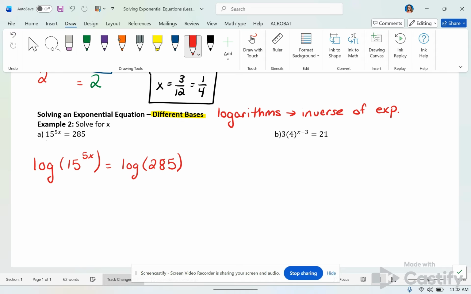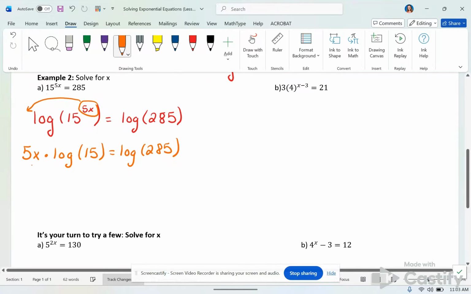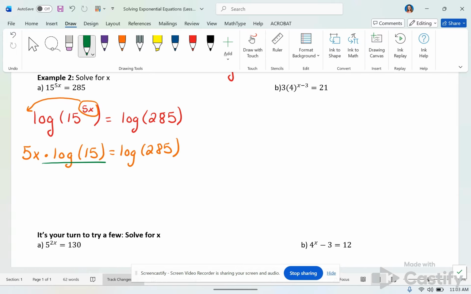Now you're saying, well, the exponent is still an x. That doesn't help me. But now we go back to those properties of logs, and remember that exponent can be brought out front. So we actually get 5x times the log of 15, and that is going to equal the log of 285. So now you can notice we're taking the 5x times the log. So to undo that, I'm going to divide both sides by the log of 15.